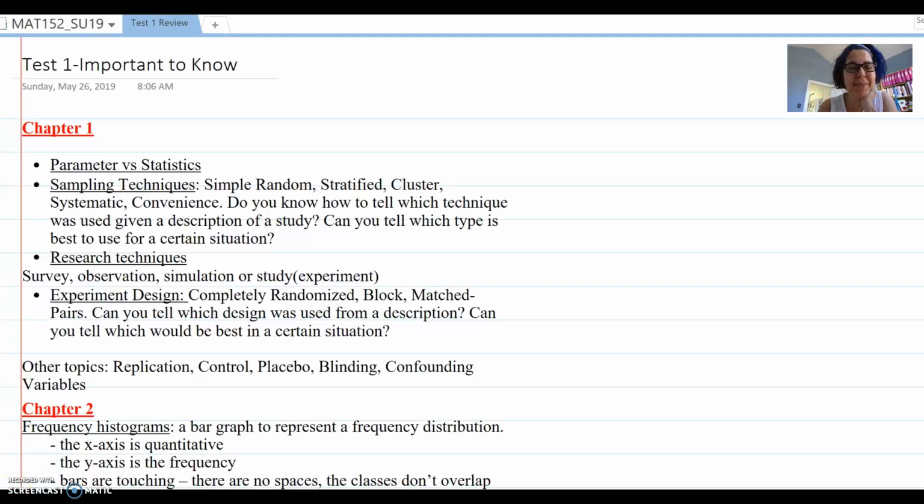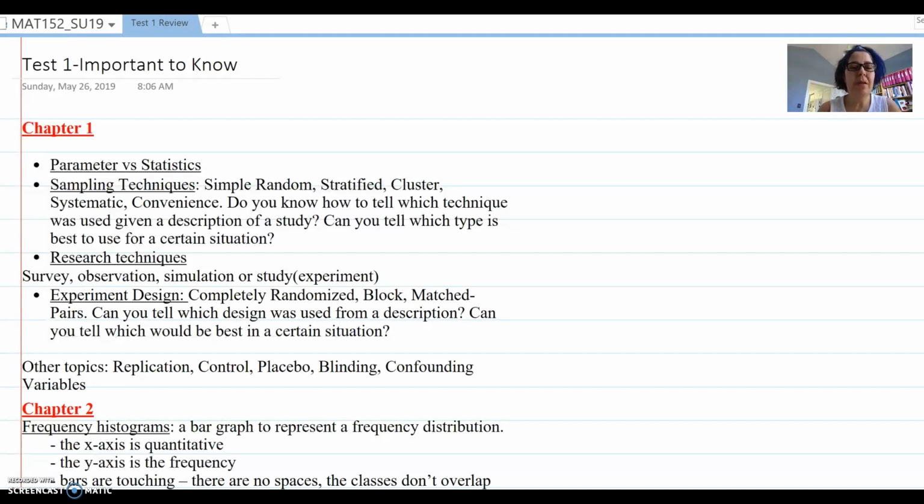Well, good morning, everyone. Today is 26th May, Sunday, and I'm preparing this recording just to give you some tips on how to study some important points in regards to the coming test one. So I'm going to go ahead and put some notes. Those notes will also be attached. So let's start with chapter one.